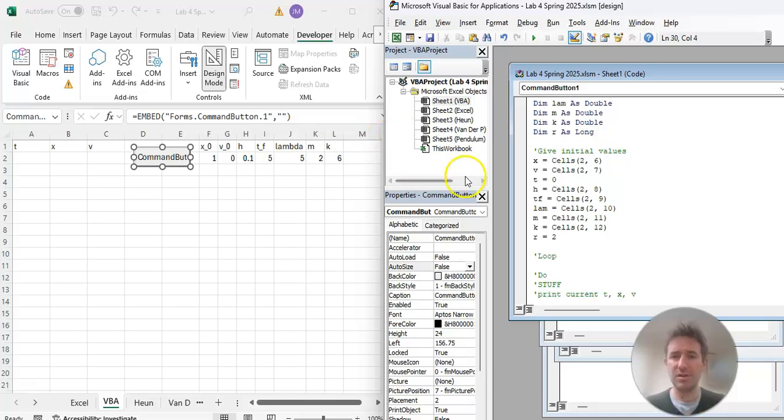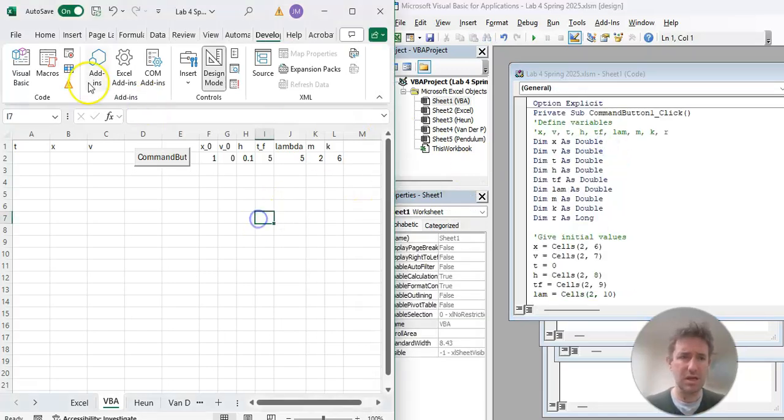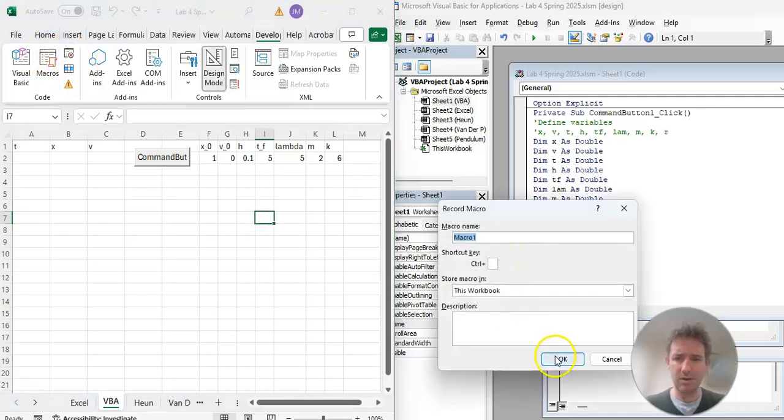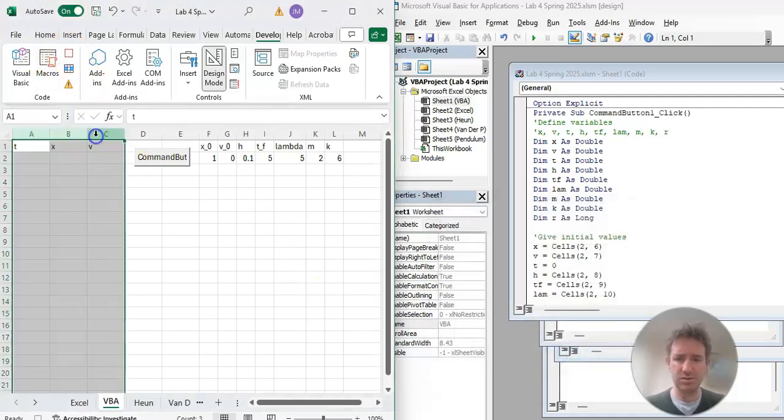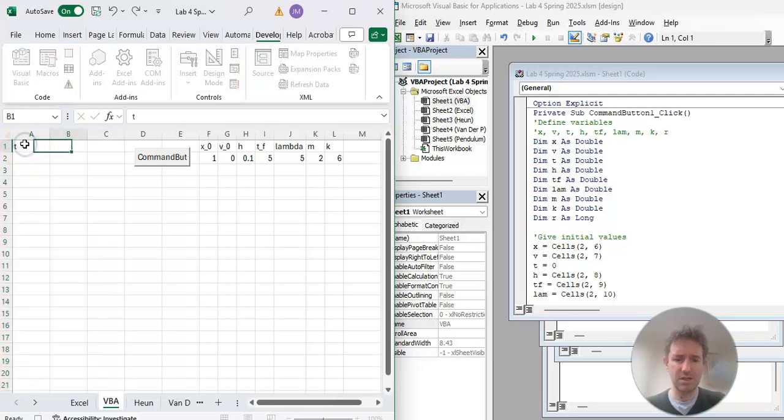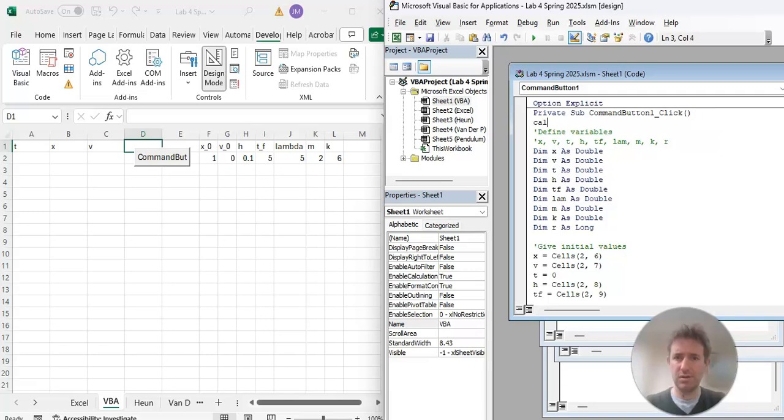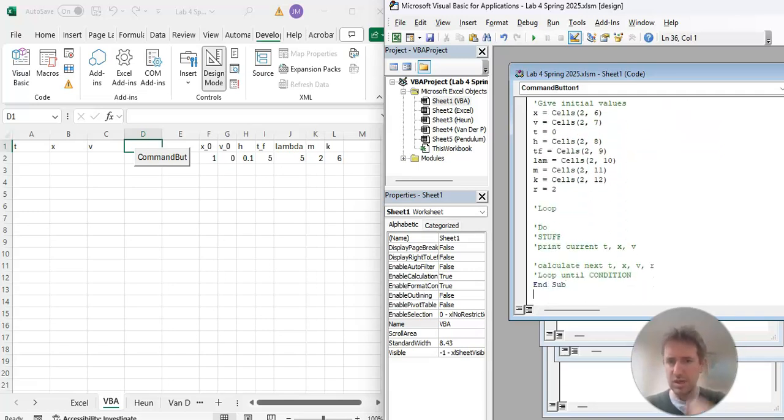Yeah, all good. Well, I may as well do my macro recorders on here. Macro 1. Select those 3, delete, and the labels again, T, X, V. Stop recording. I'm going to put it up here, called Macro 1. Great. Now our loop. So the stuff we're going to do is some printing.